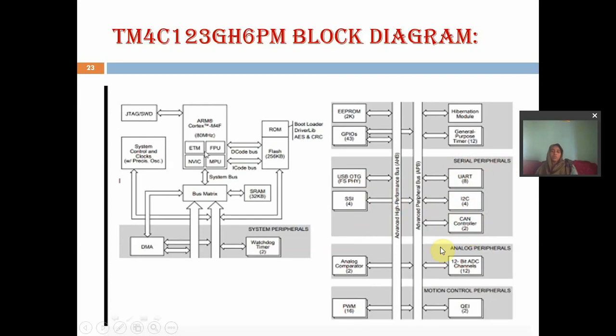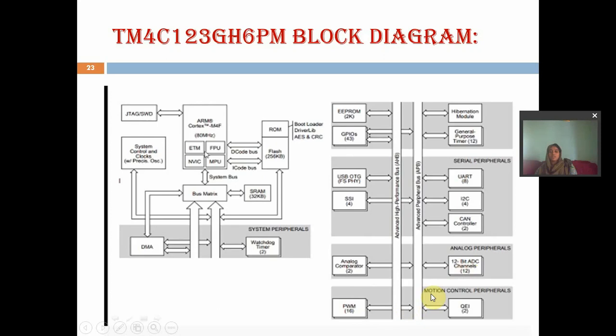And we have analog peripherals. Analog peripherals are meant for analog to digital conversion. So there are two analog comparators and 12-bit analog to digital converter channels.